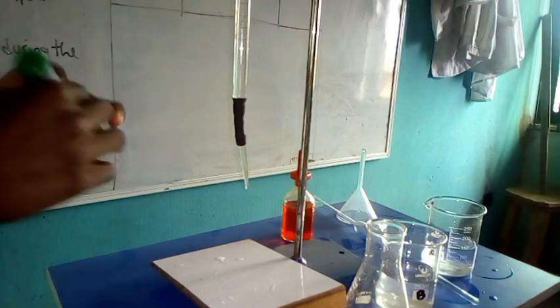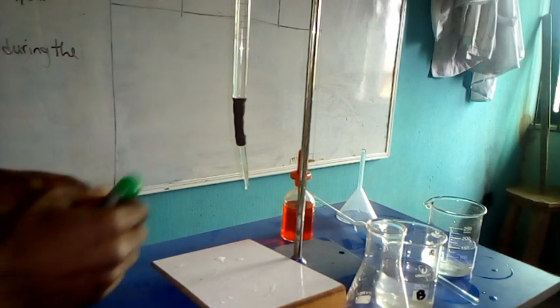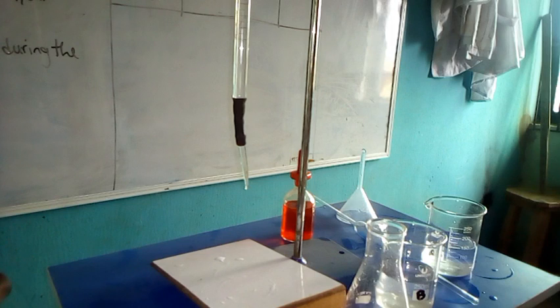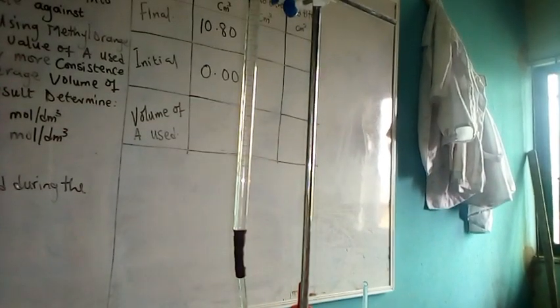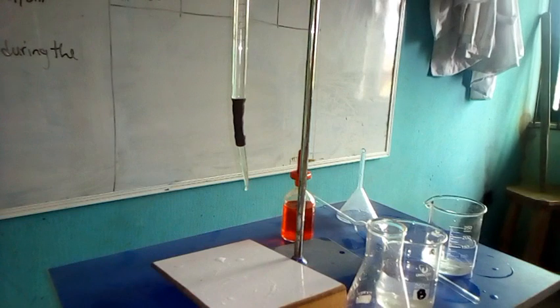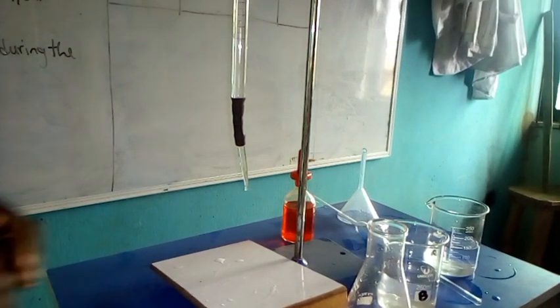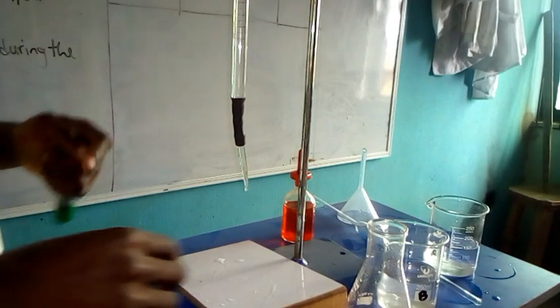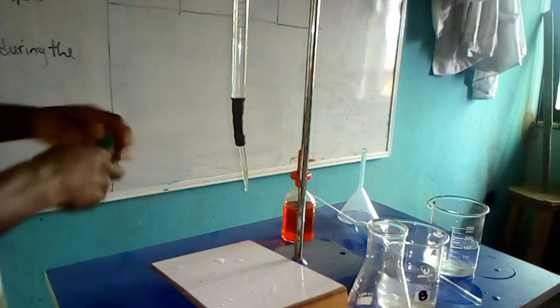However, all burette readings should be taken to 2 decimal places. So we have 10.8 as recorded in the table now. So what next? Let's go for the second titration.